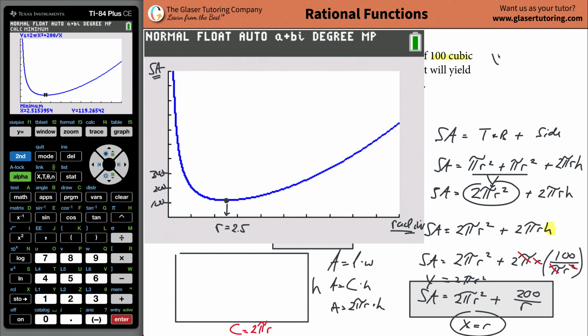So the x here, or the radius, is going to be 2.515, okay? And that gives the minimum surface area of 119.26, and so on, or about 119.3, okay?